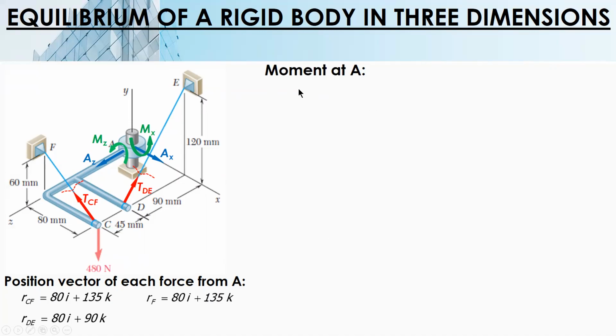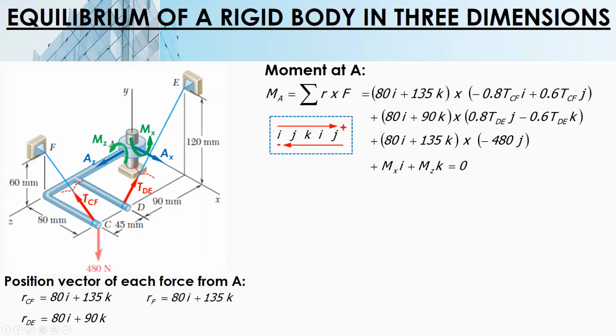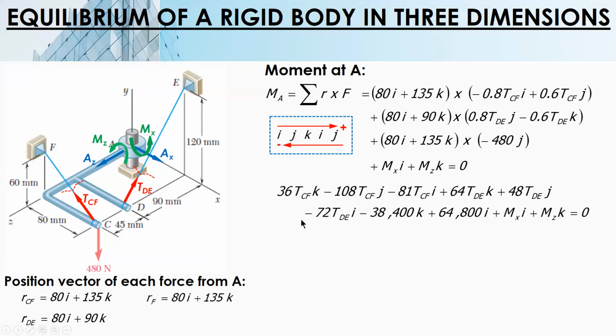So for moment, you perform the cross product. This is for CF, 80I plus 135K. This is CF, right? From the previous slide. Plus DE. This is also tension DE. And then the force F times this distance. And then we also have MX and we also have MZ. So MXI plus MZK. Perform the cross product, of course, with a guide. Perform the cross product and then combine like terms. So this is the result. You can check this one if you want.